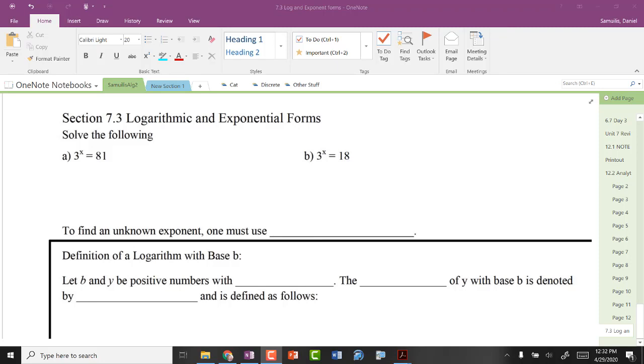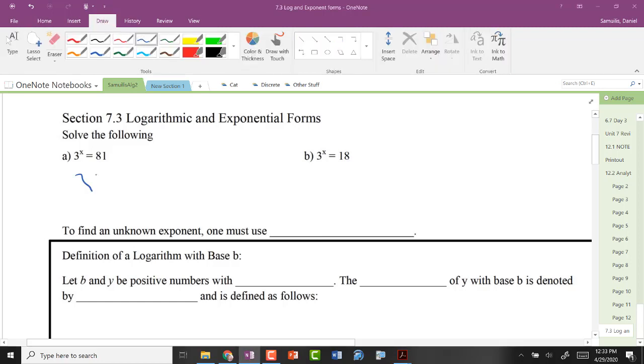Hello, everybody. So we did exponential growth and decay yesterday, and those were exponential functions. Well, now we're getting into the heart and the meat of exponential functions, and that's to be able to solve exponential equations. So, for instance, this one problem here: 3 to what power gives you 81? Well, that's a nice integer number. 3 squared is 9, 3 to the third is 27, 3 to the fourth is 81. That's easy. X would equal 4 because 3 to the fourth is 81.